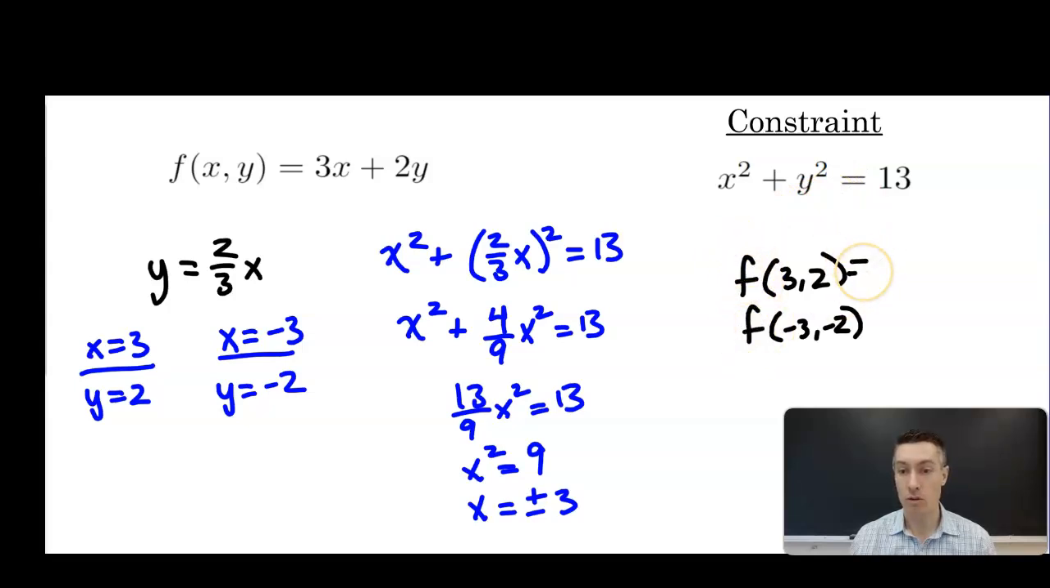So we plug into our function. So (3, 2), that's going to be 9 plus 4, so that's 13. And then we have negative 9 minus 4, negative 13. So we have our max and our min. So the maximum value of the function on this constraint curve is 13, and the minimum value of the function on this constraint curve is negative 13.